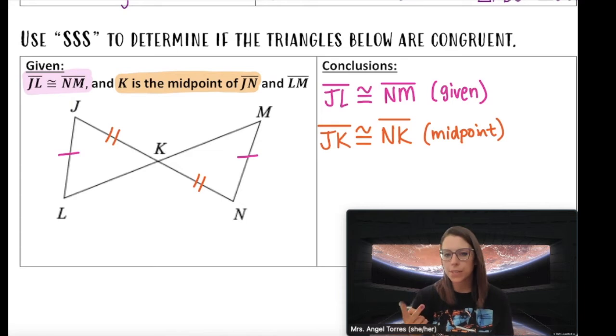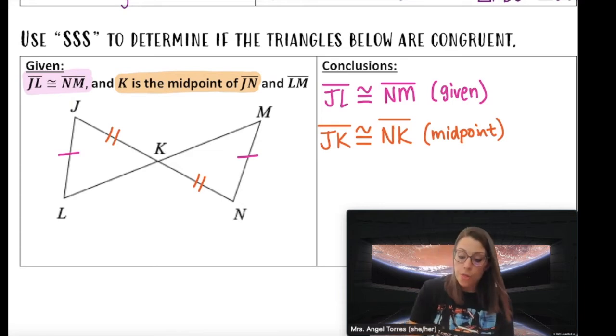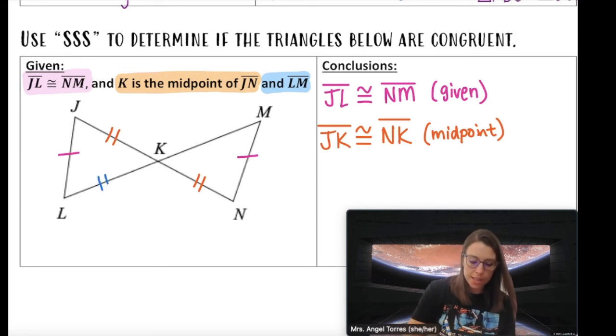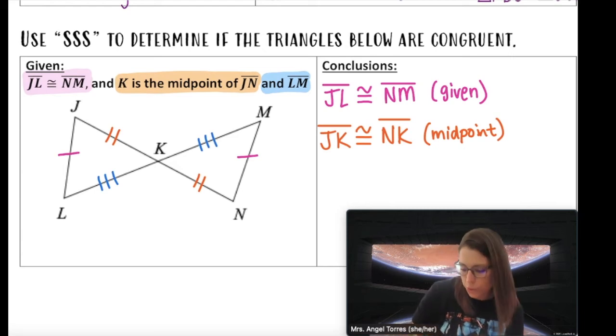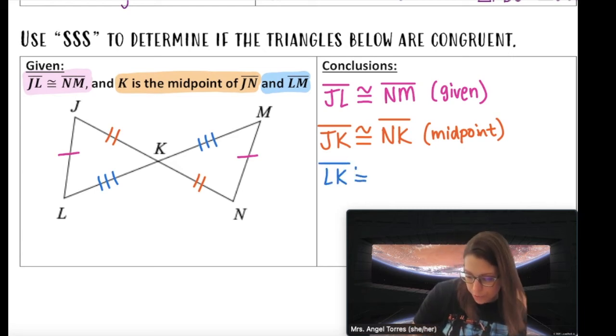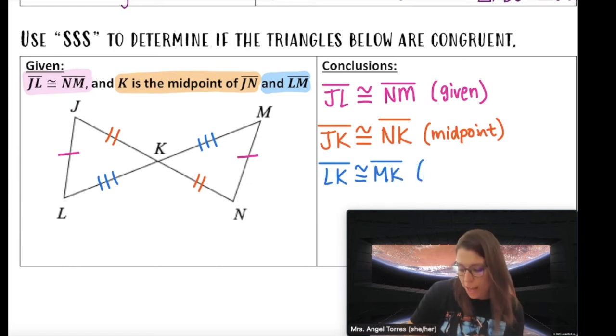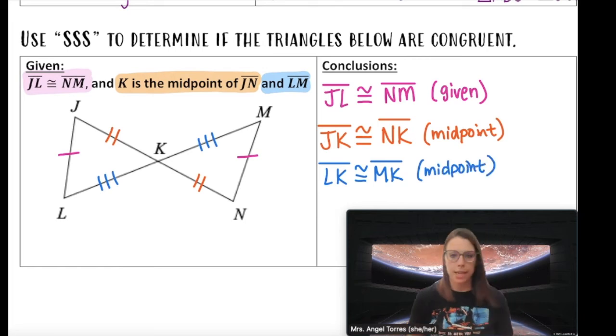But that's only two sides, and we need three. So that's why we're given that K is also the midpoint of side LM. So from here, I can conclude that the length of LK is equal to the length of MK. So we have LK is congruent to MK. And again, how were we able to make that conclusion? Because we were given the information about a midpoint.